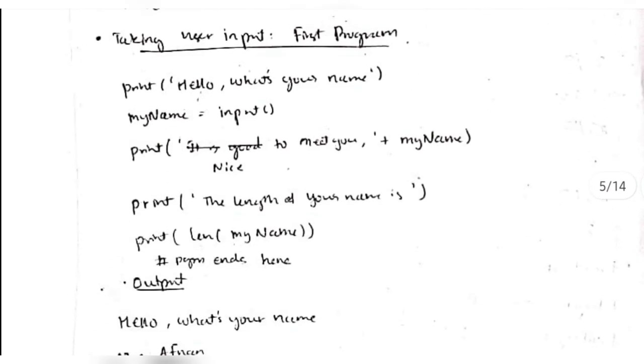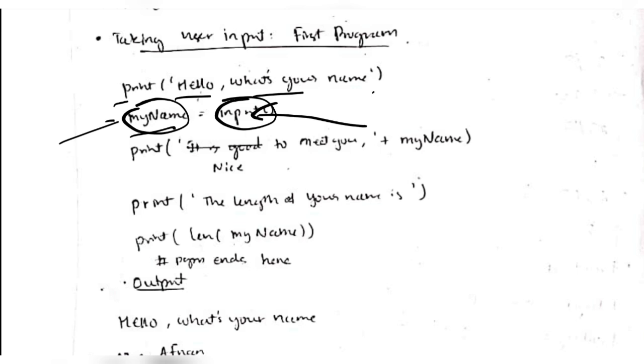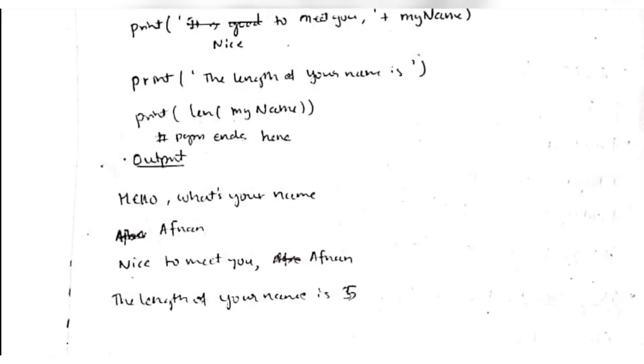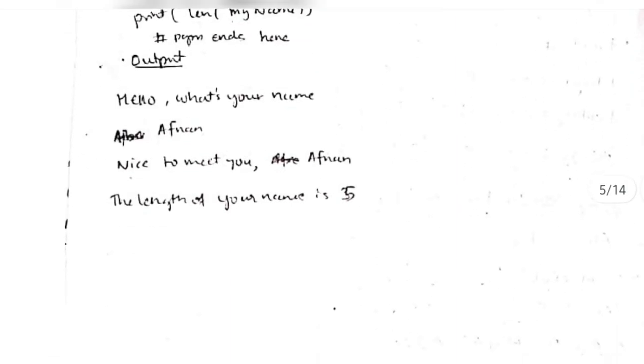And taking the user input, here's a small program. What it will print is hello, what's your name, and my name will be the variable wherein the name will be stored, and we'll have the input function. What it does is it will take the input from the user. Suppose you enter your name, it will be stored in this variable, and then if I print nice to meet you, then your name will be printed along with the statement. And after that, if I have to print the length of my name, then I'll write len in brackets and the variable in which my name is stored. That will print the length of my name. So here's the output which will have the name and the length of the name.